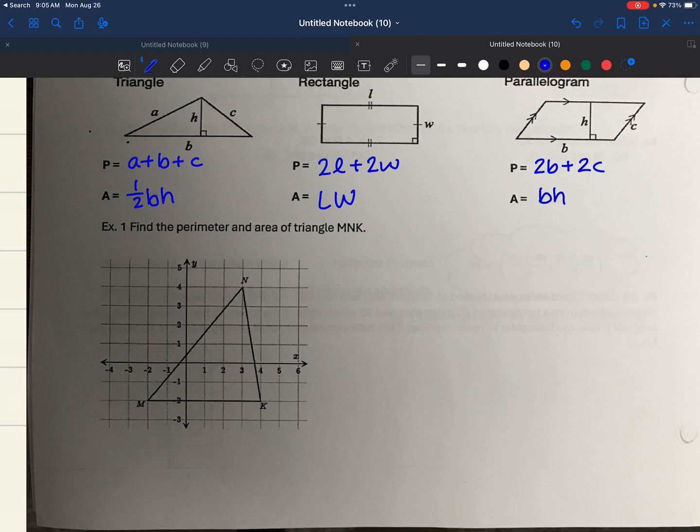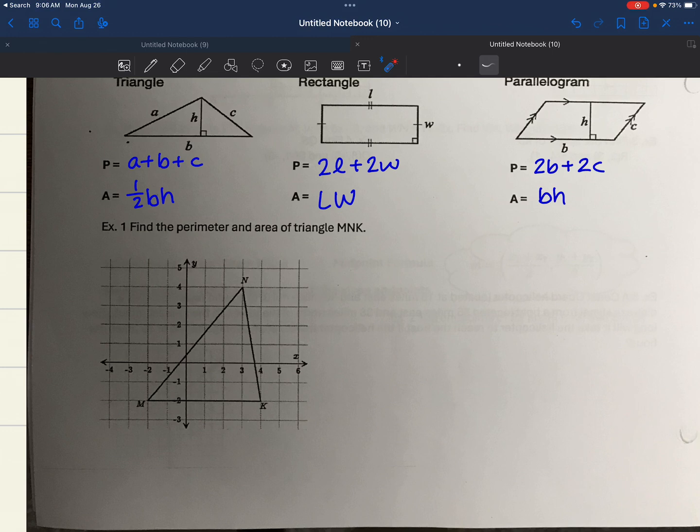Okay? What does example 1 ask us to find? The area of the triangle. The area and perimeter. It wants us to find perimeter first. So in order to find perimeter, I need to know the length of these three sides. Do I know those lengths? No. Is it possible for me to find them? Yes. Can anyone tell me how?